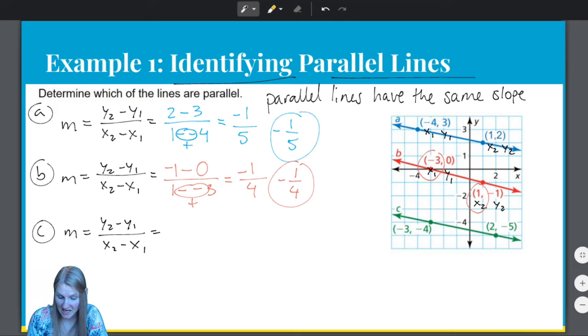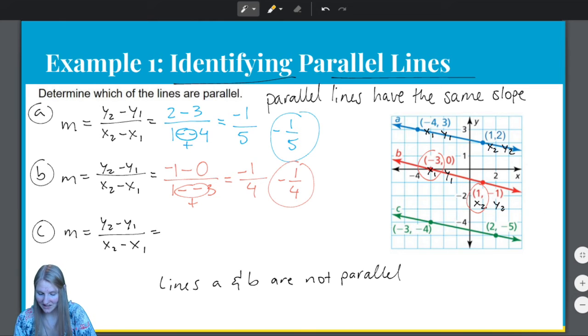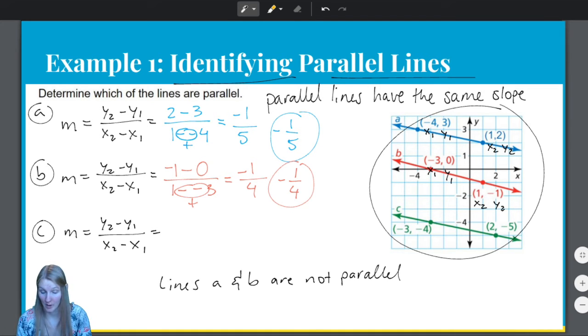Is our negative 1/5 and negative 1/4, are those the same number? No. They're close, they're very close, but they're not the same. So lines A and B are not parallel. And if we look on the graph, it really looks like they're parallel. Like, it looks like all of them are parallel.